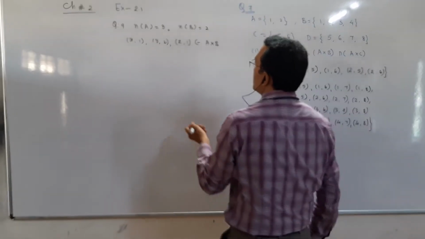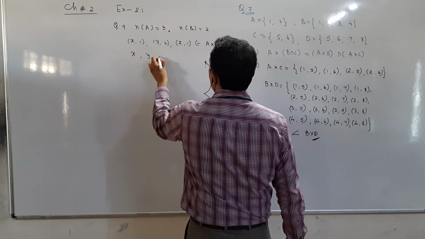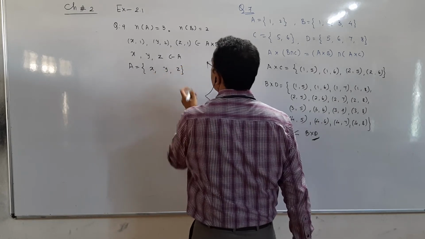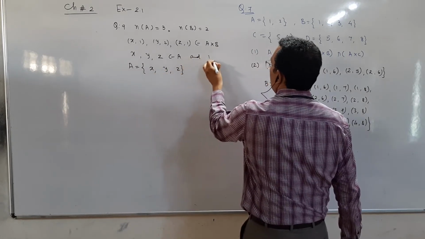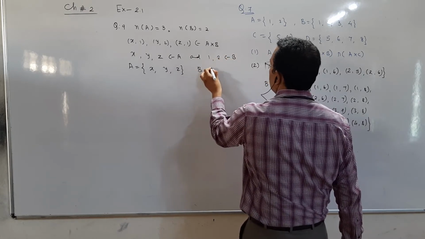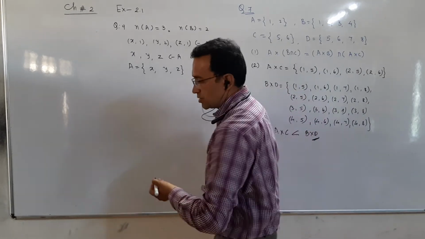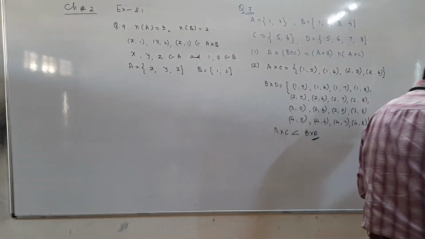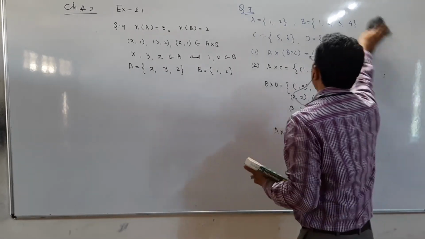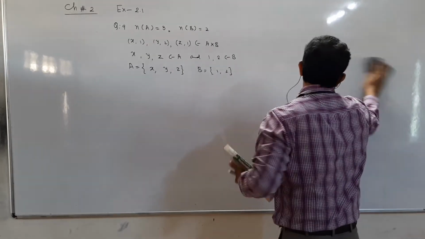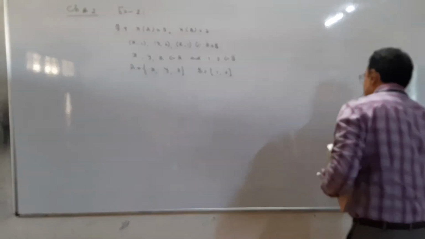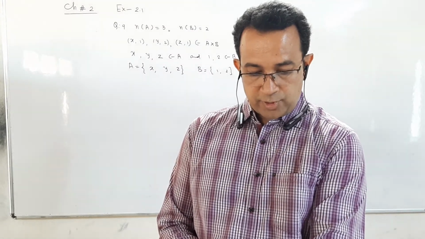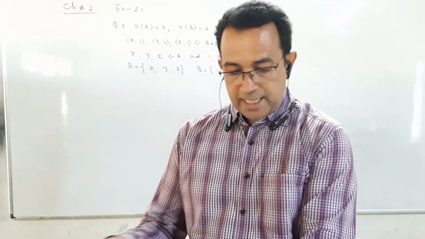Now the first element belongs to A. So x, y, z belong to A. So set A is the set of elements x, y, z, and 1, 2 belong to B. So set B will be the set of elements 1, 2. This is very simple, students. It is based on the definition of Cartesian product. We have told students that in the ordered pair, the first element belongs to the first set in the product, and the second element belongs to the second set in the product.